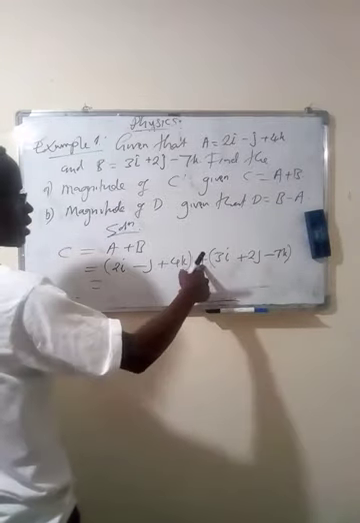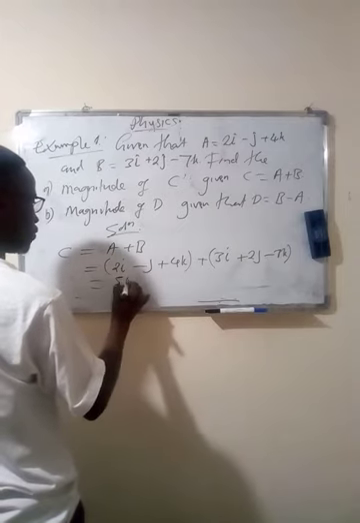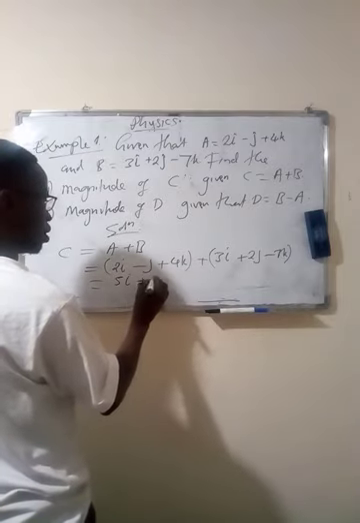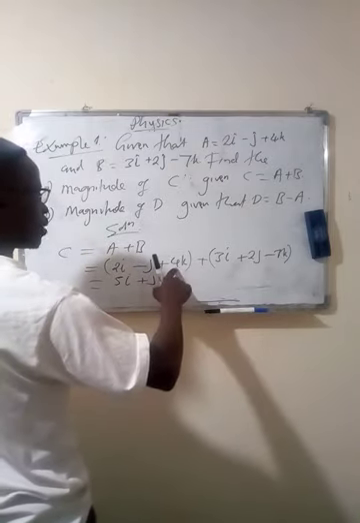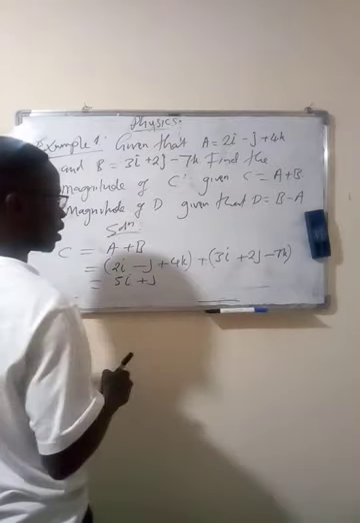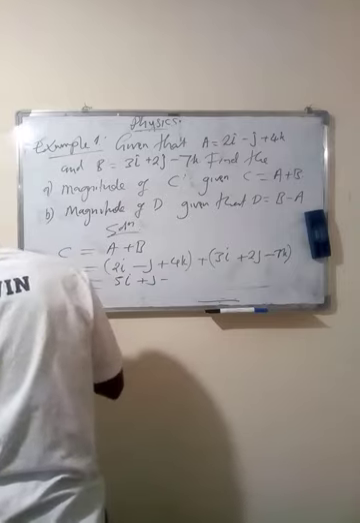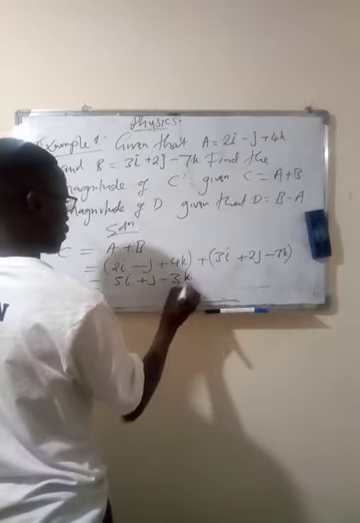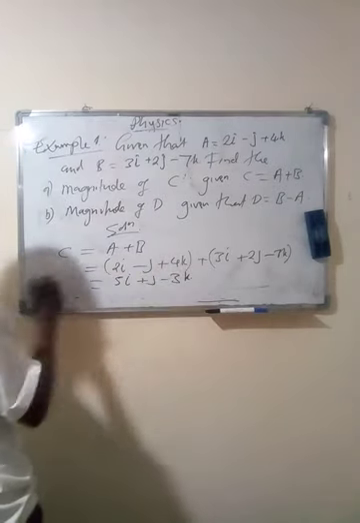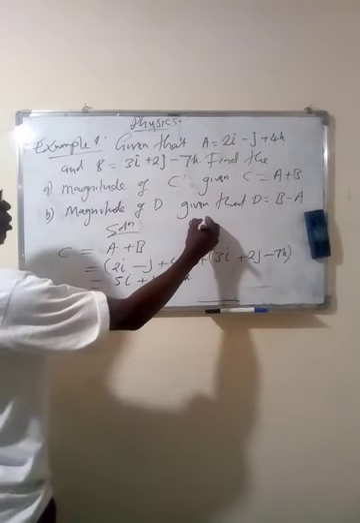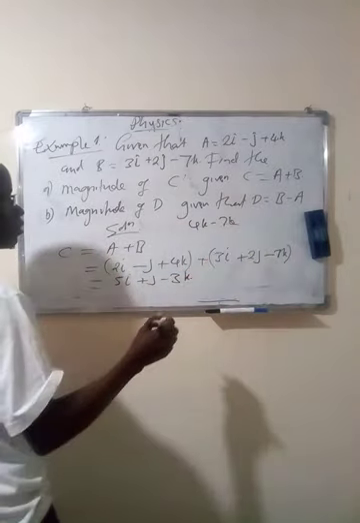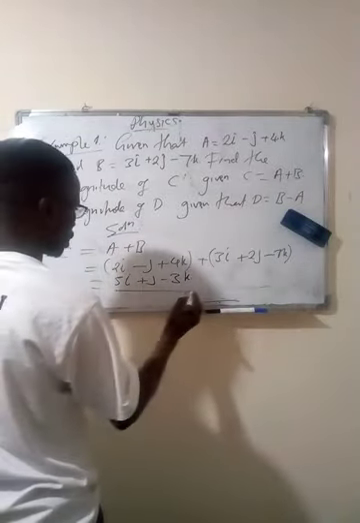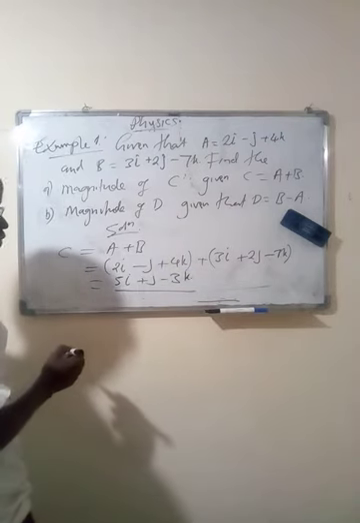So 2I plus 3I, that is 5I, right? And then negative J plus 2J is going to give us J, okay? And then we have 4K plus negative 7K, that is going to give us negative 3K, because remember this is going to be 4K minus 7K. So it is negative 3K. So now we can see that the vector C is 5I plus J minus 3K.